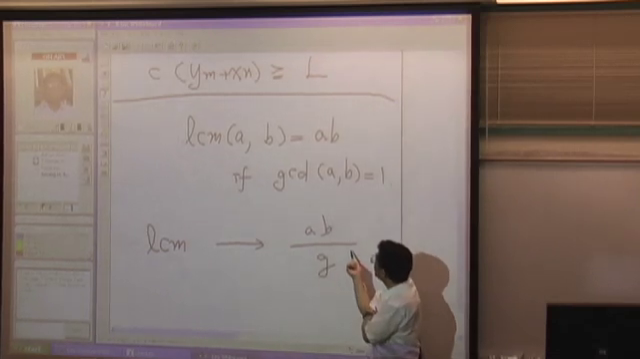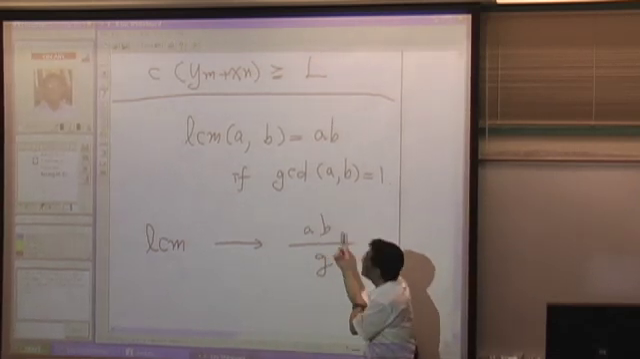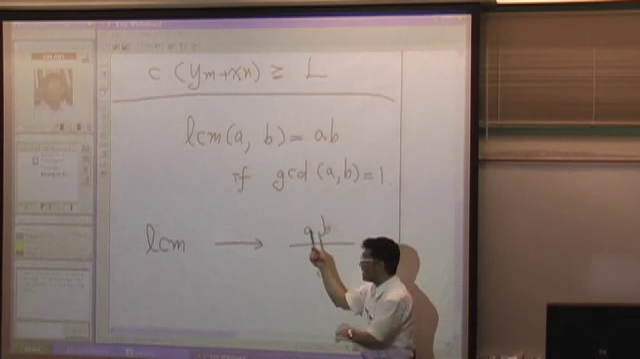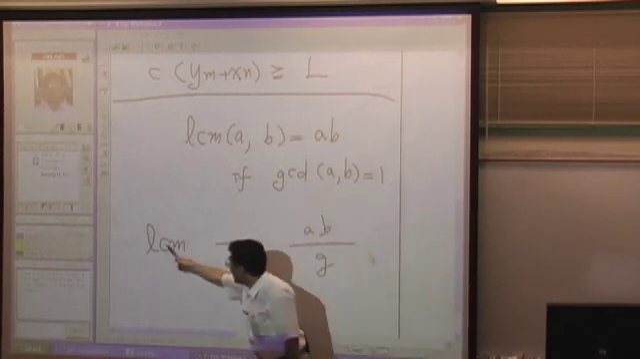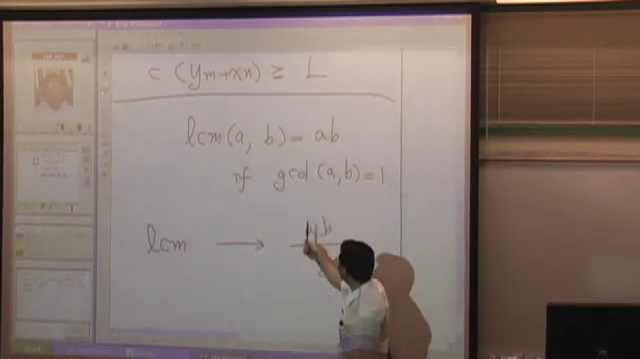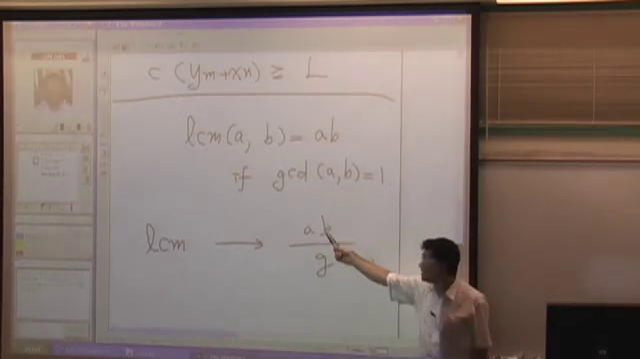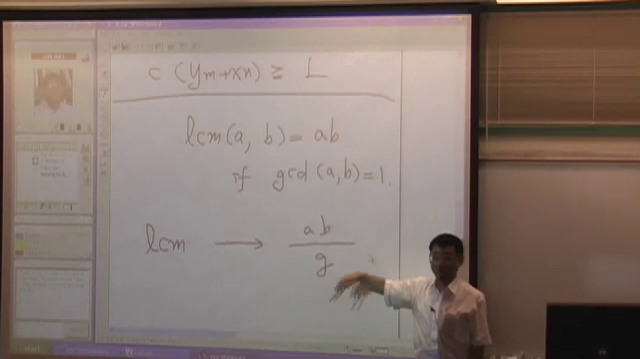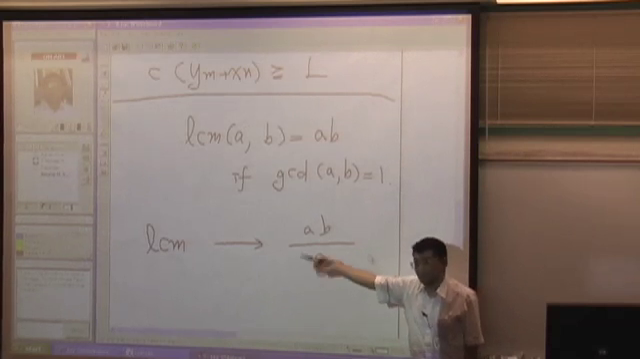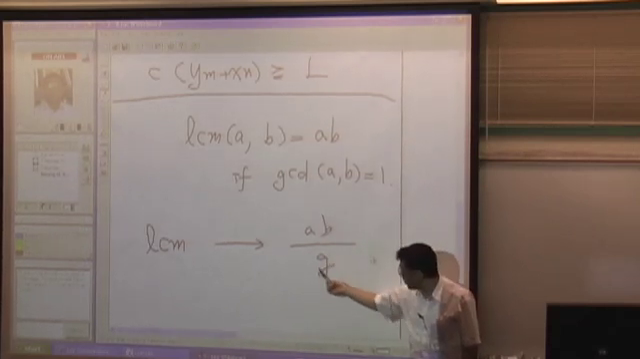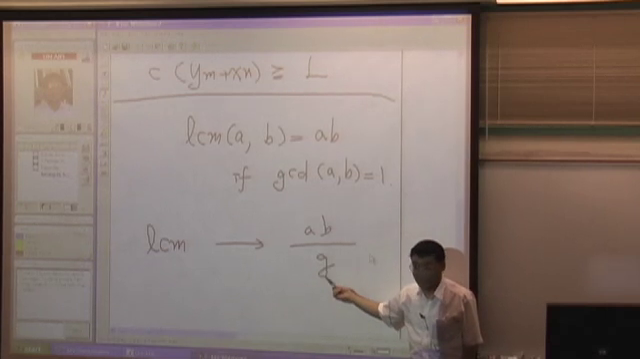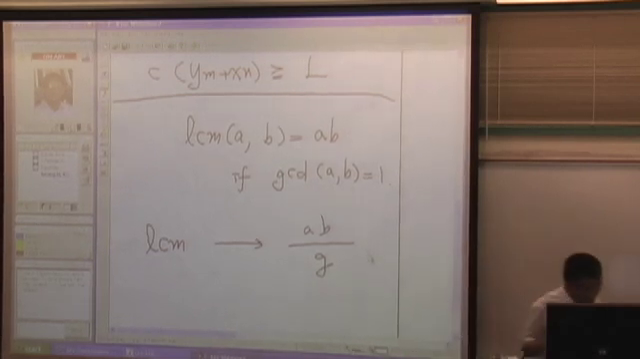The only thing that I missed was the proof of this, right? The proof that LCM multiplied by GCD equals AB. This is the missing part. But once this is done, then take a look. If you need LCM, just divide by GCD, because you know about GCD. Do you follow me? So this is it.